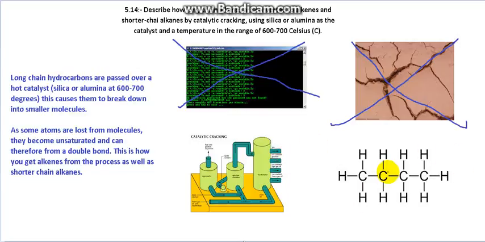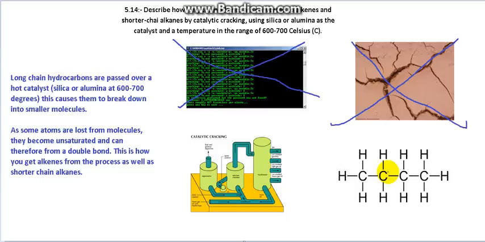Cracking is a useful process in which large hydrocarbon molecules are broken into smaller ones. That is a basic definition. I can give you a long one if you want. So now, long chain hydrocarbons are passed over a hot catalyst. This causes them to break down into smaller molecules. As some atoms are lost from the molecules, they become unsaturated and can therefore form a double bond. This is how you get alkenes from the process, as well as shorter chain alkanes.